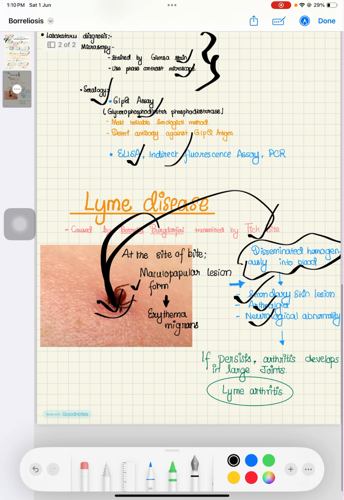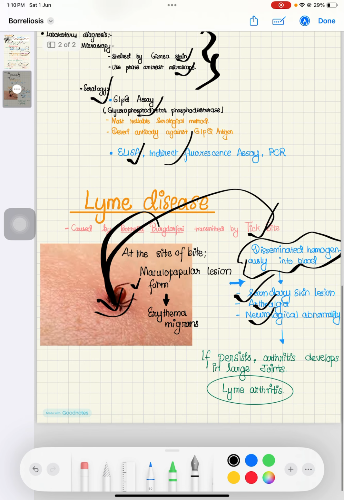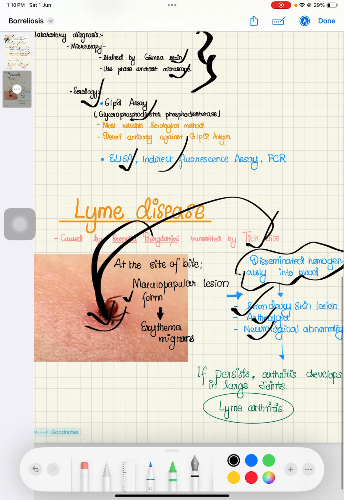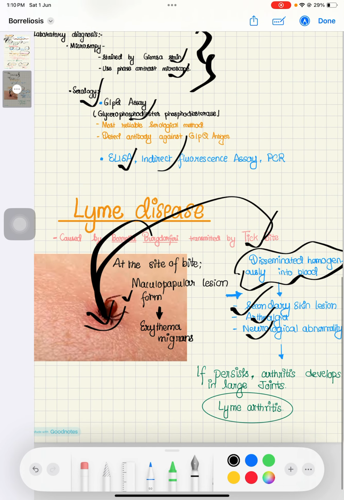If it persists, then it can enter the large joints and cause arthritis. We commonly call this Lyme arthritis.